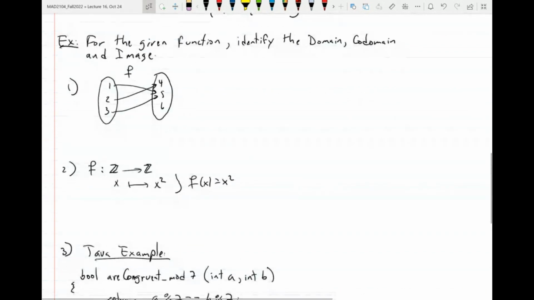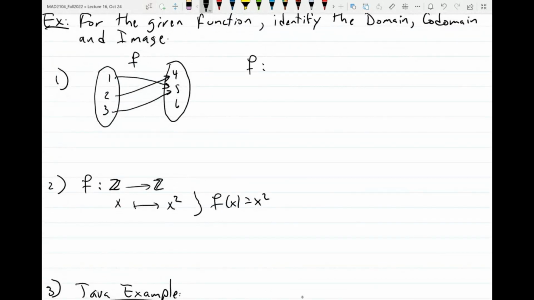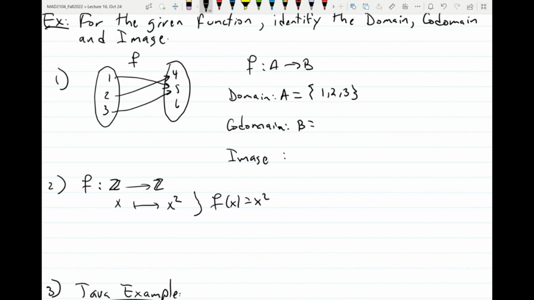Okay. Let's see. In here, let's say that this is a function from A to B, right? So the domain will be A, and the codomain will be B, and then I want to know the image. Okay, so what's A? What's the domain? So it's the set 1, 2, and 3. Good. What's the codomain? 4, 5, 6. Good. What's the image? 4 and 5. Good. So again, the image does not have to be the entire codomain.